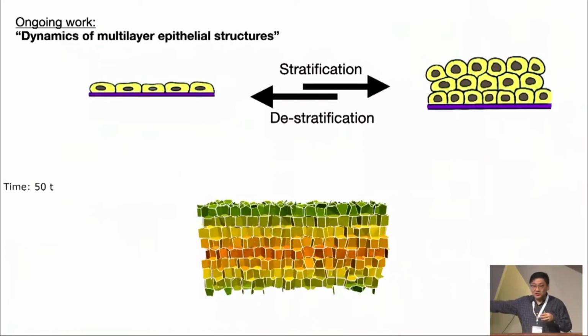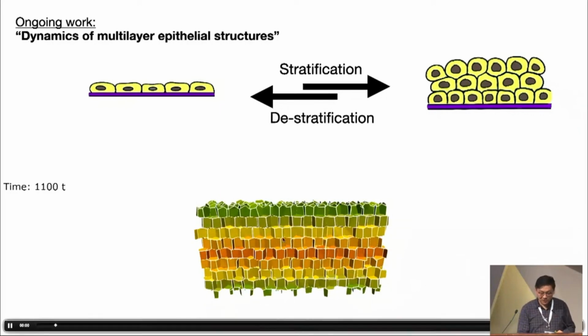And then finally, I'll just show one ongoing result. This is from my postdoc just a couple weeks ago. We're not just studying stratification, which is going from one layer and building into multiple layers. In the experiment of the organoids, we actually see the reverse process happening. So something that's already stratified actually can condense down into a single layer.